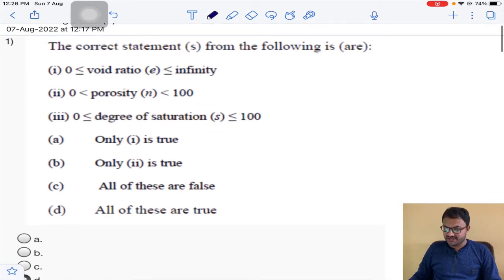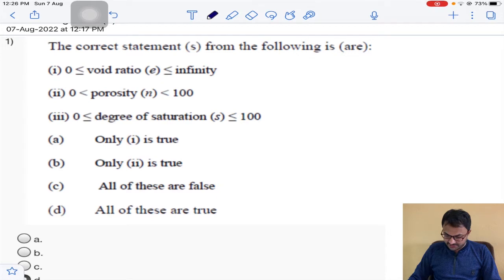So here the first question is to identify the correct statements from the following. He has given 3 statements. First: 0 less than or equal to void ratio less than or equal to infinity. Second statement, 0 less than porosity less than 100. Third statement, 0 less than or equal to degree of saturation less than or equal to 100.